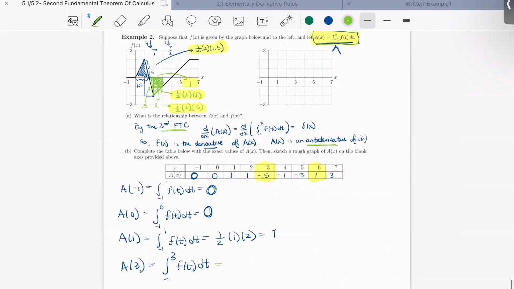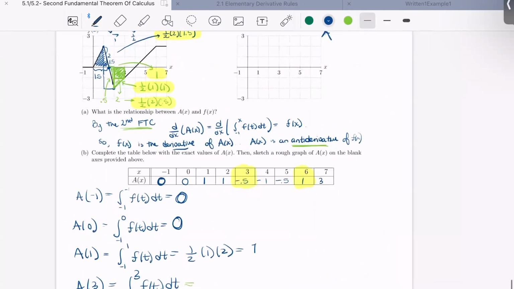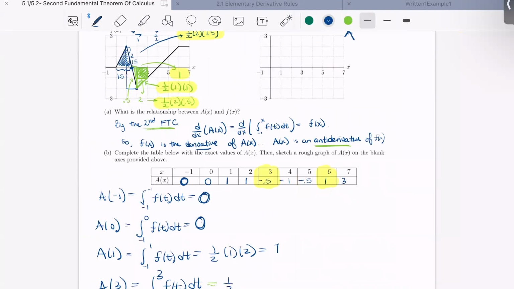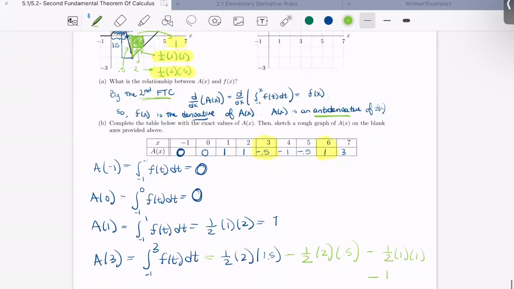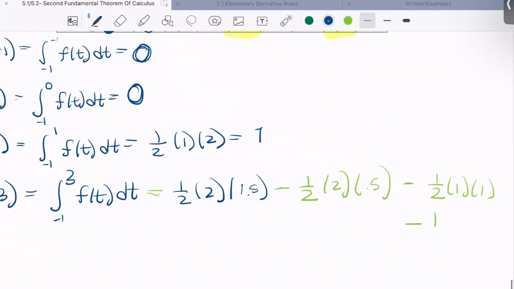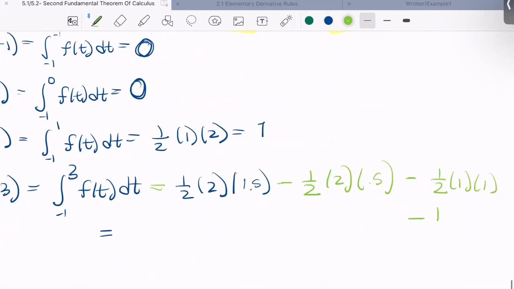So we have, let me get out my blue again, 1/2 times 2 times 1.5. That's the area of the first triangle. Then I'm going to subtract 1/2 times 2 times 0.5. Subtract another 1/2 times 1 times 1. And subtract my final 1 square. Okay, so let's go ahead and simplify this a bit. So my 1/2 and 2 cancel out here. My 1/2 and 2 cancel out here.